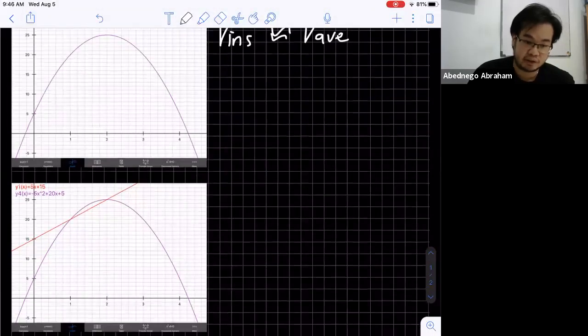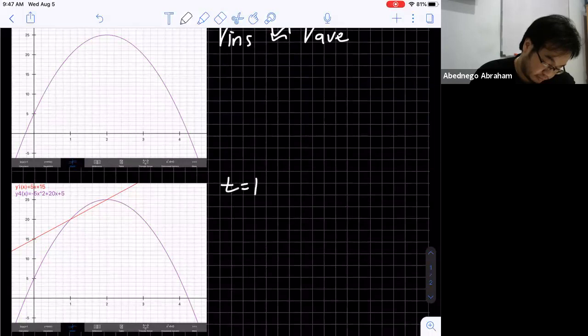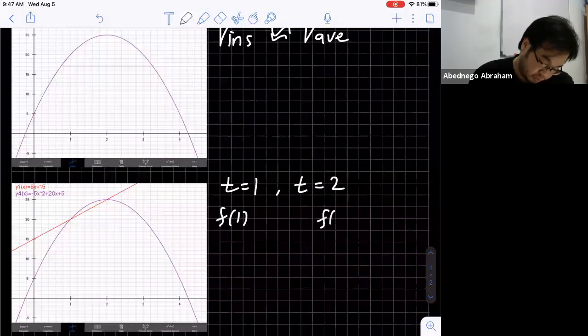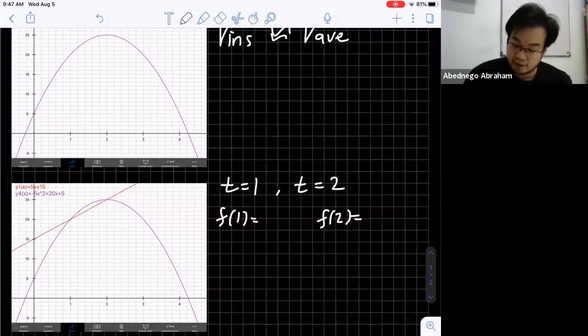Okay, so let's go to the second graph. Given there are two conditions, which are t equals 1 and t equals 2. When you try to find the value at 1 and the value at 2, which is easy, I have calculated them for you. The result is 20 and 25.